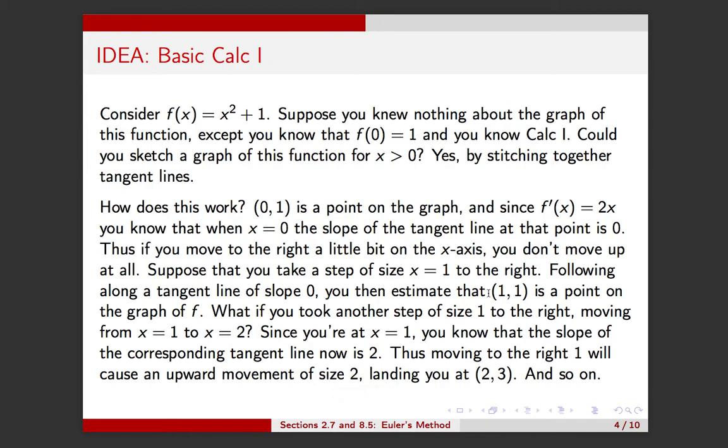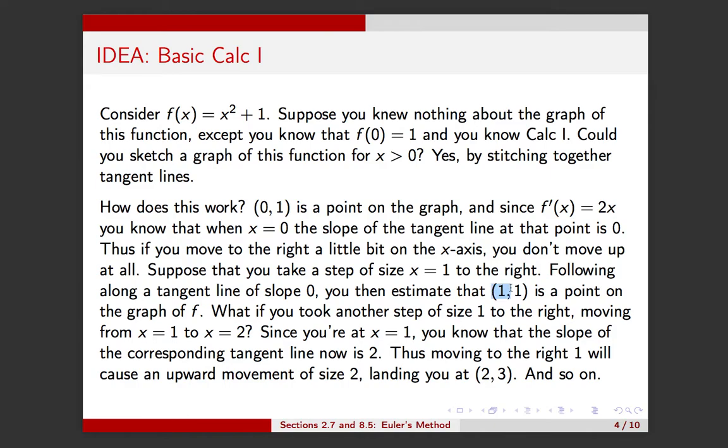So now you're at the point 1, 1. Well, what if you want to take another step to the right, and you want to sort of move in the direction of the graph of x squared plus 1? Now, if you're moving from x equals 1 to x equals 2, since you're at x equals 1, you can plug x equals 1 in here, and you get a slope of 2. Well, what does that mean? That means if you take one step to the right, you're going to go up by 2, approximately, right? That's one way to think about these tangent line slopes. If you take one step to the right, you'll go up by 2 approximately.